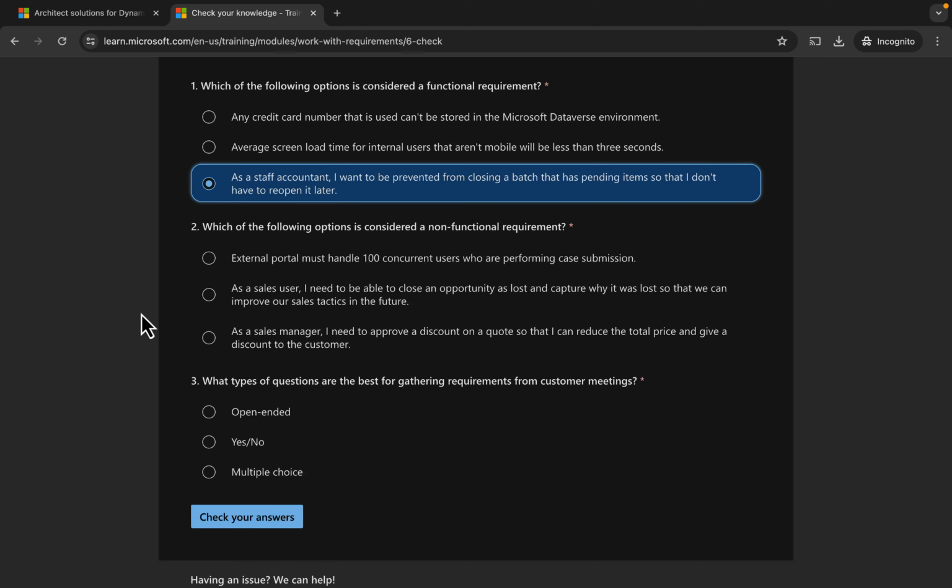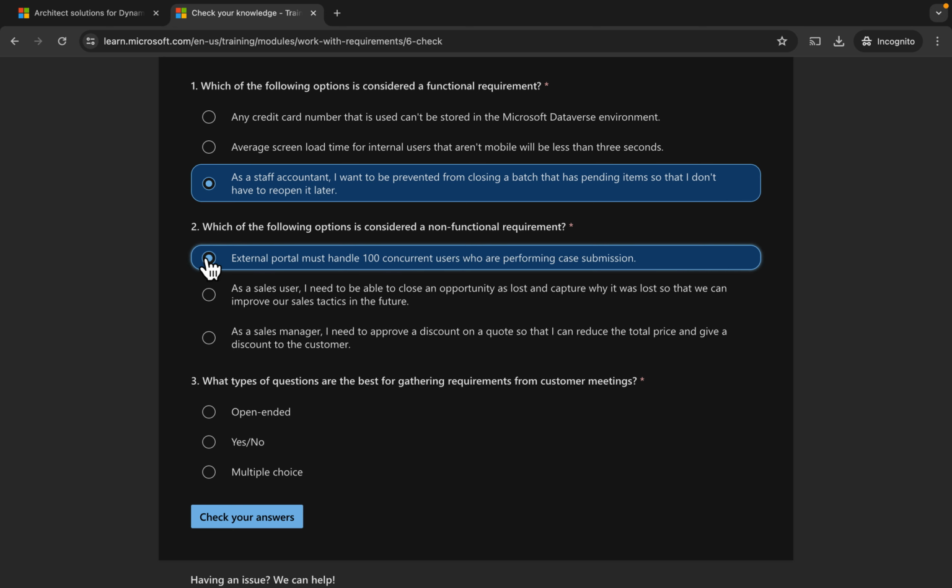Which of the following options is considered a non-functional requirement? External portal must handle 100 concurrent users who are performing case submissions. As a sales user, I need to be able to close an opportunity as lost and capture why it was lost so that we can improve our sales tactics in the future. As a sales manager, I need to approve a discount on a quote so that I can reduce the total price and give a discount to the customer. I'm going to select the first one.